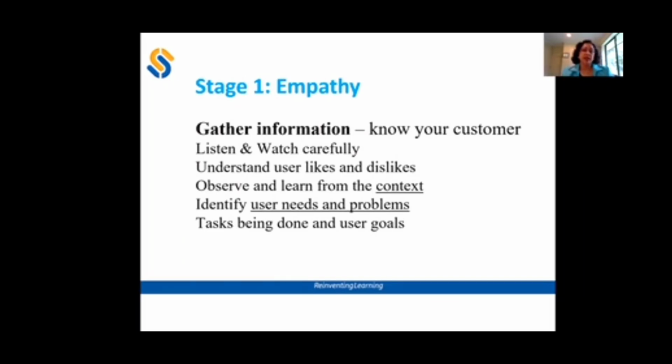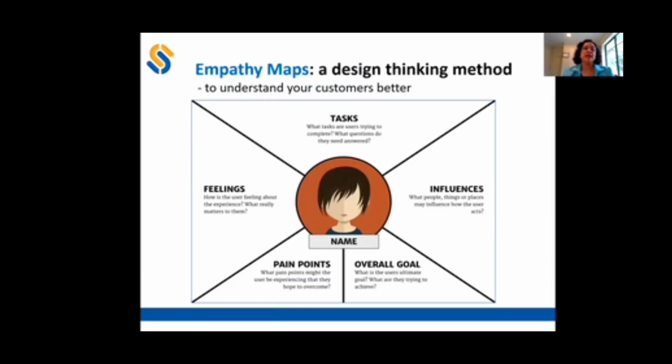And then you also look at what are the tasks that the customer is trying to achieve and what are their goals and what are their pain points. Okay. So empathy maps is one method in design thinking, and it is basically mapping all of those important things about the user. What are the tasks they're trying to achieve? What are the things that are influencing that? What are their goals? What are their pain points or frustrations while they're using the product or service? And then how do they feel about it?